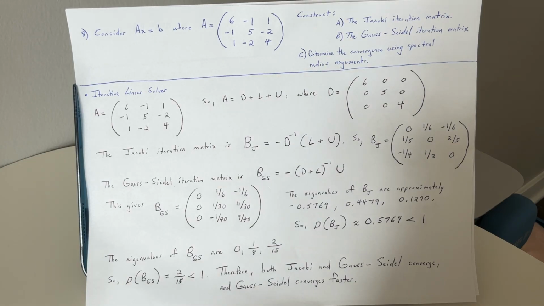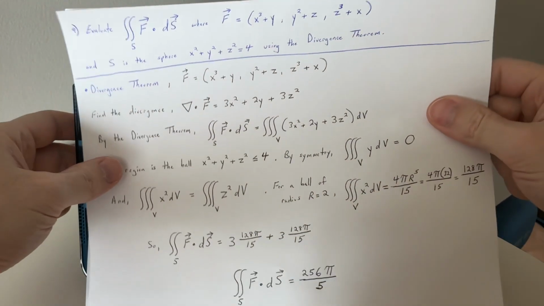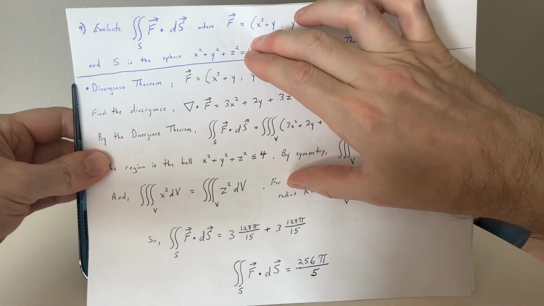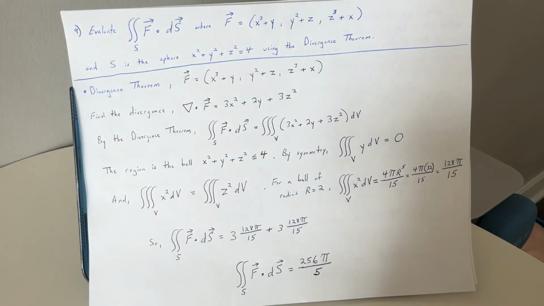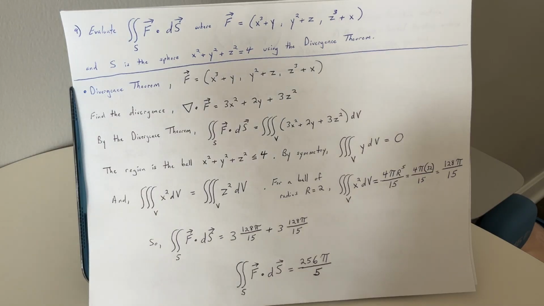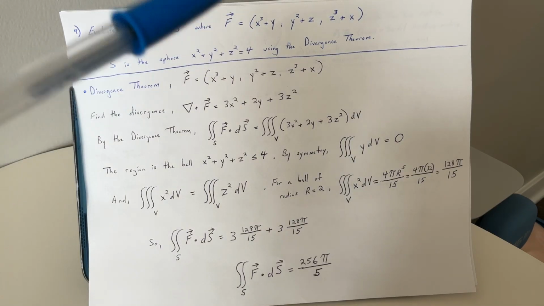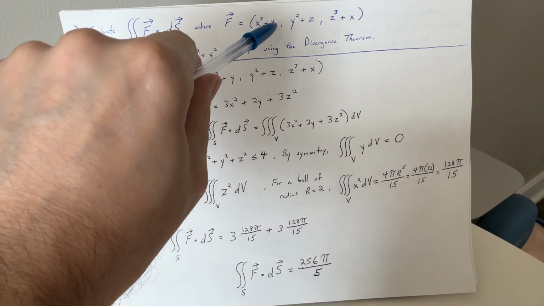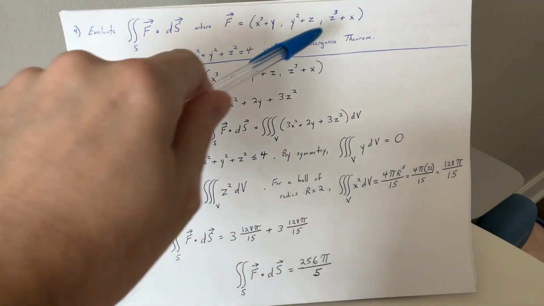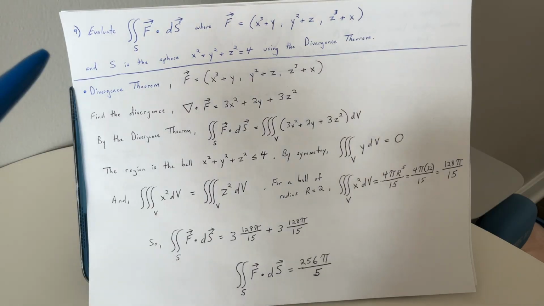Okay. And now moving along to number 9. So we have this double integral here, S being that sphere, double integral of vector F dot dS vector, where that vector F is the following: x plus x cubed plus y, y squared plus z, z cubed plus x. And S is the sphere x squared plus y squared plus z squared equals 4 using the divergence theorem.